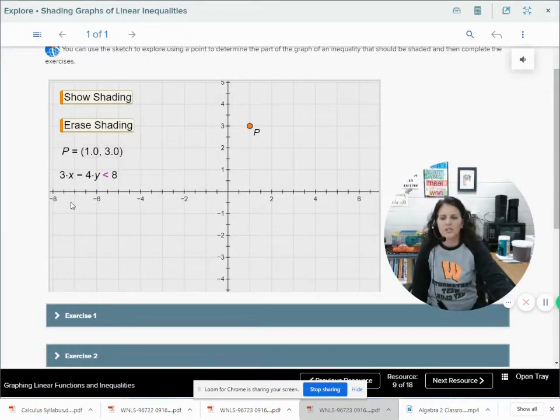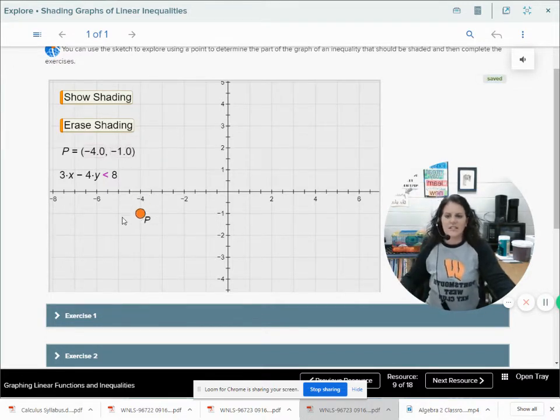Actually graphing it, we're just kind of exploring some things here. What it wants me to show you looking at this is it's still saying less than, but this point right here, -4, -1, if I was to plug it in, -4 in place of x and -1 in place of y, that should be less than 8. But look what happens when I come over here. My sign switched to greater than. Now it is greater than.